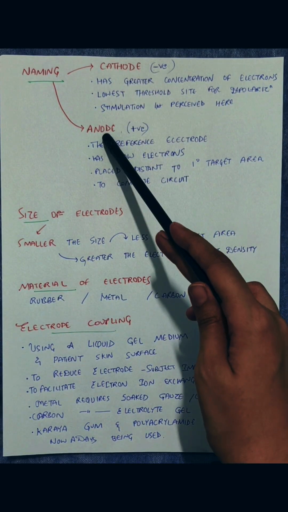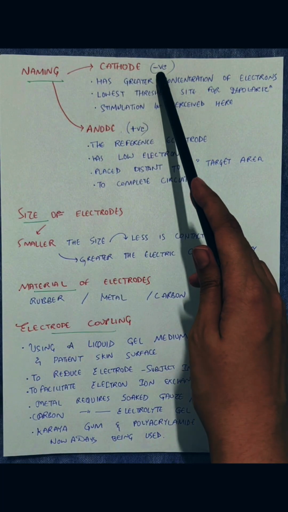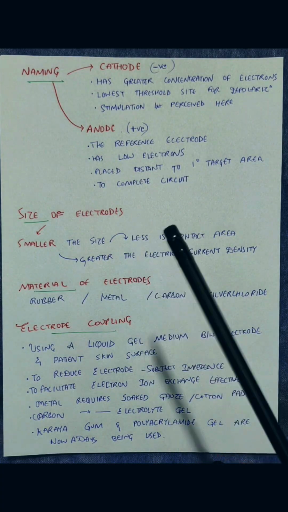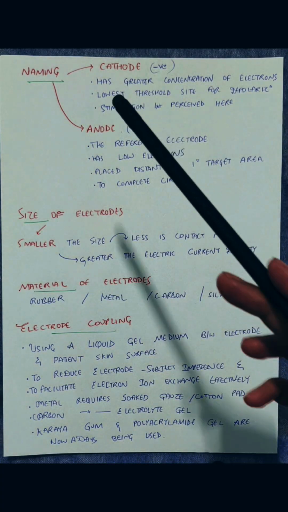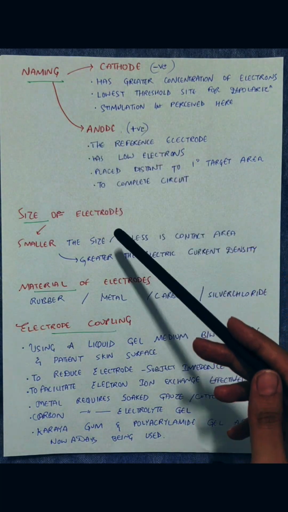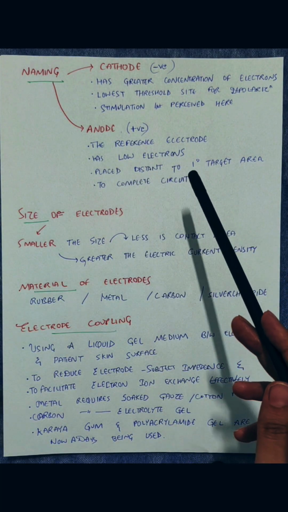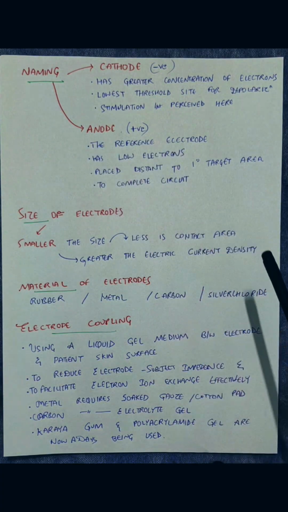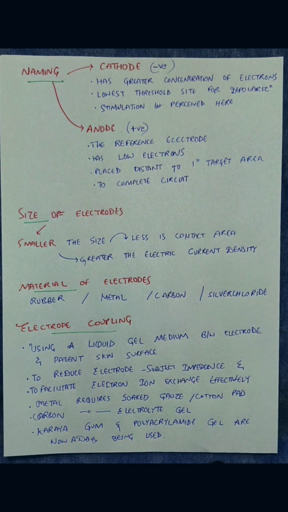Naming the electrodes is very easy. Cathode and anode are specified. The cathode acts as the negative electrode that has a greater concentration of electrons and the lowest threshold site for depolarization. The stimulation is first perceived here at the cathode. In the anode, there are fewer electrons and it is placed distant to the primary target area. It is also known as the reference electrode. It is to complete the circuit.